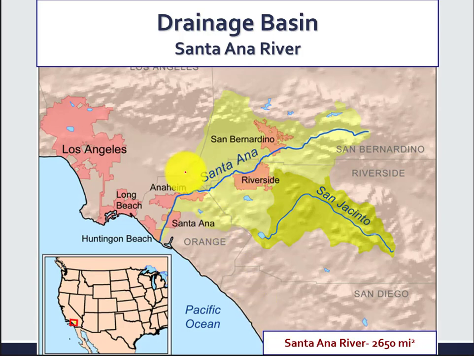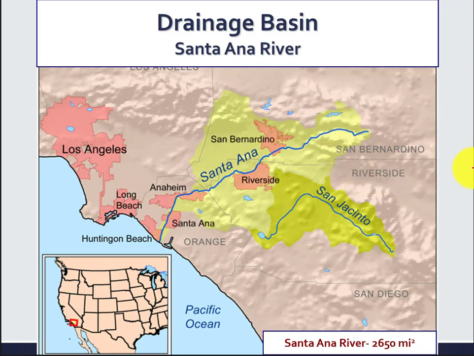Santiago Canyon College is the Santa Ana River. So the Santa Ana River starts at like Dollar Lake up in the San Bernardino Mountains, and it flows past these cities like San Bernardino, Riverside, Anaheim, Santa Ana, where it enters the Pacific Ocean here at Huntington Beach. The headwaters are up in the San Bernardino Mountains, and the mouth of the Santa Ana is over here at Huntington Beach.